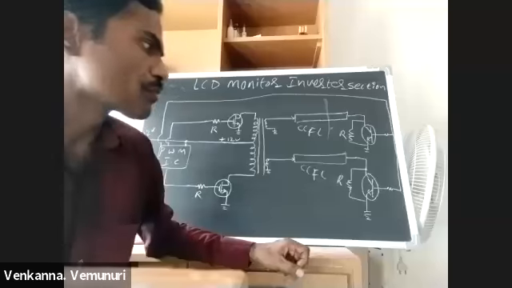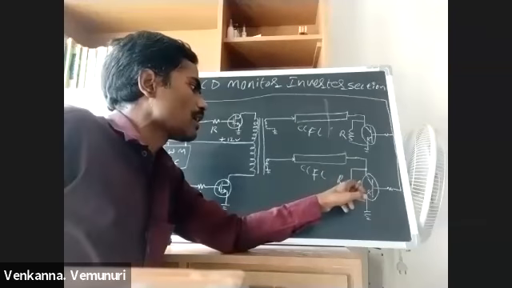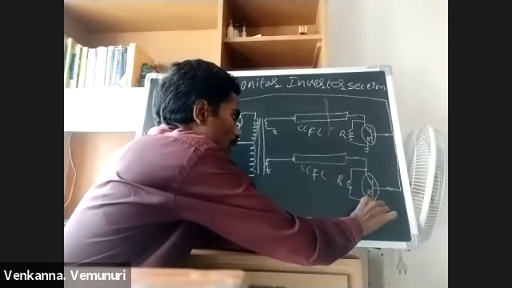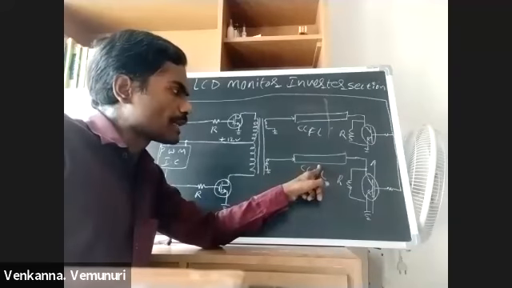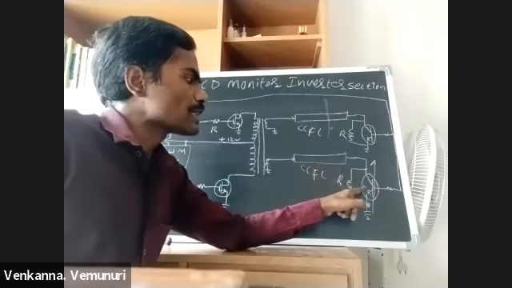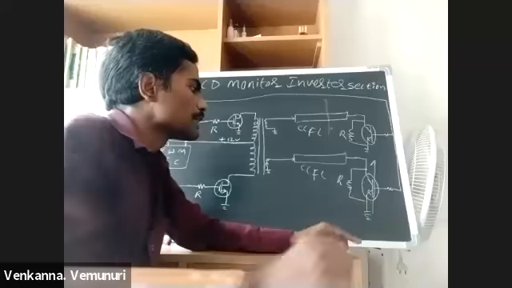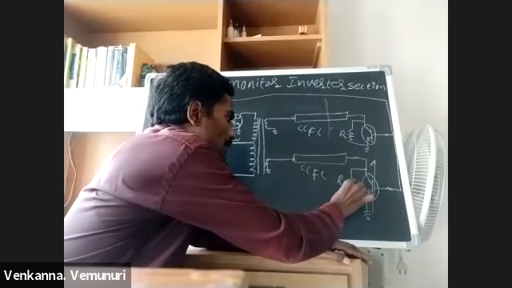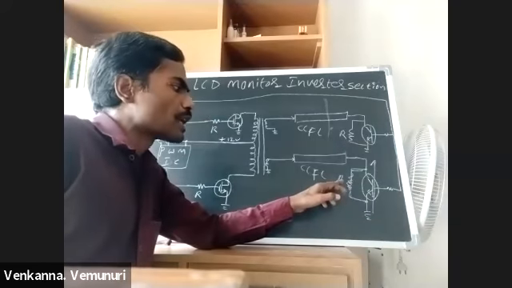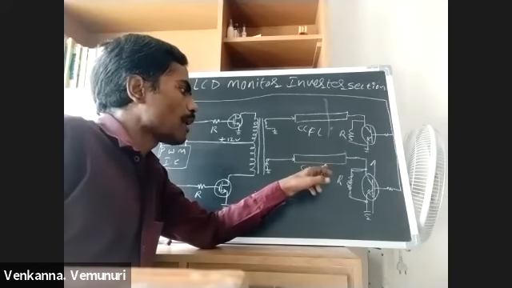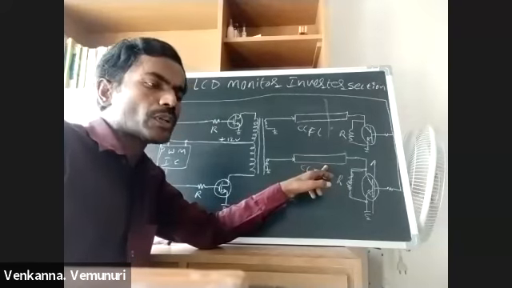If this transistor is on, the negative voltage is sent directly from here, and the lamp glows at full brightness. If this transistor is off, the negative voltage passes through this resistor. This resistor has some resistance, so it drops some voltage, and the lamp glows in dim mode.